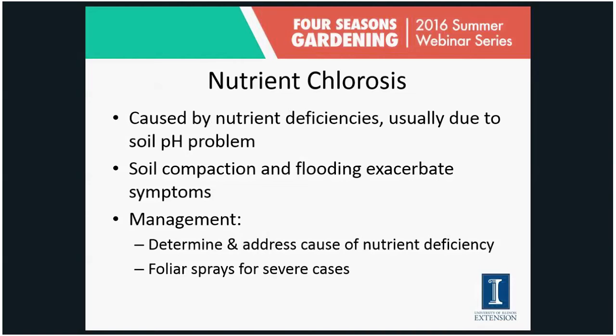So we recommend that people do a soil pH test first, because homeowner soil pH test kits are fairly cheap. Go ahead and do a soil pH test. If the pH is too far from neutral, let's work on getting that pH back closer to 6.5 to 7, in that kind of range. If the soil pH looks good, then doing a larger soil test to determine nutrient availability would be the way to go. And there are foliar sprays for severe cases.